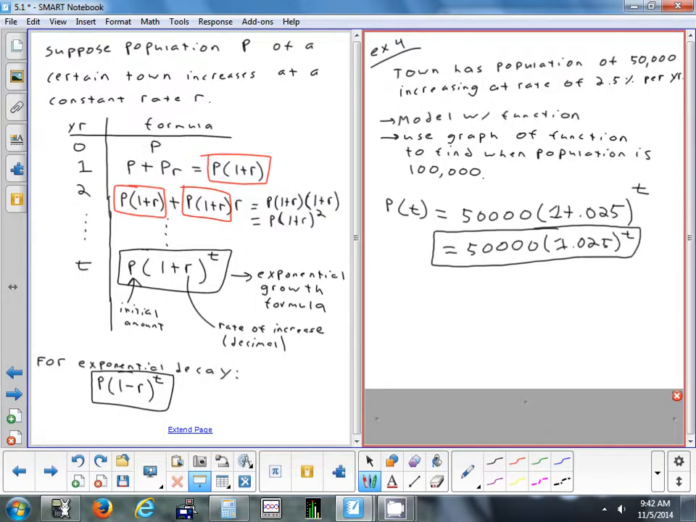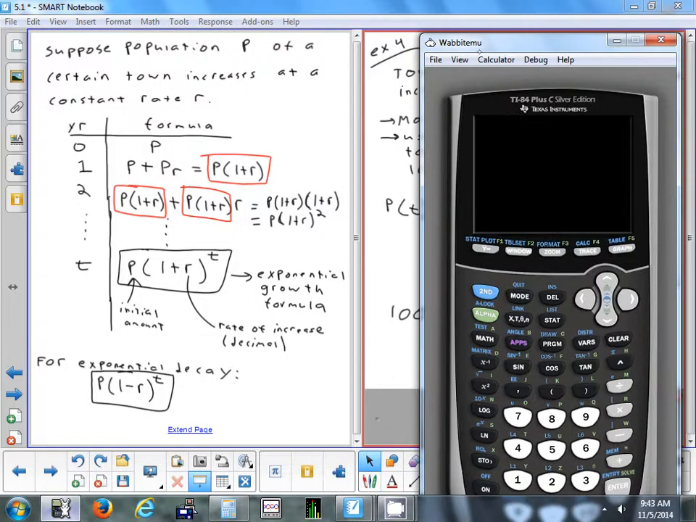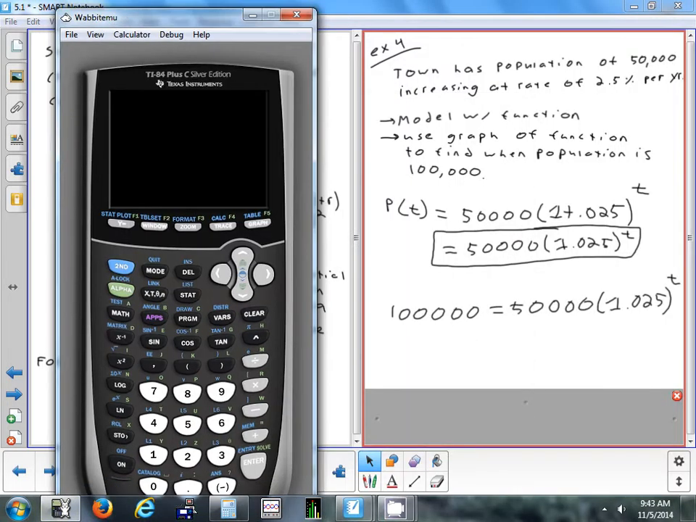Now, what do they want to know when the population is going to hit? 100,000. So basically, we want to solve this equation. Right now, we don't know how to do this algebraically. The reason is there's a variable in the exponent. It's very easy to solve algebraically if you use a logarithm. So we're going to come back to doing this problem again algebraically later on. But for this problem, they asked us to do it graphically.